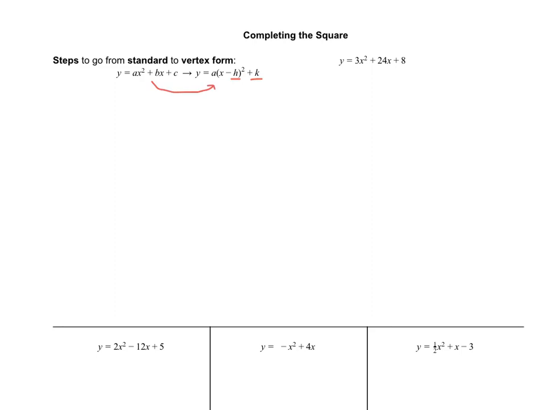And just looking at vertex form should guide your steps. And what I first noticed is that a is factored out. So that's going to be our very first step. Step 1, factor out a. And you're only going to factor out a from the first two terms.